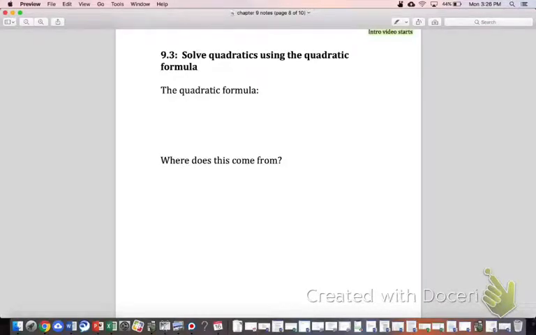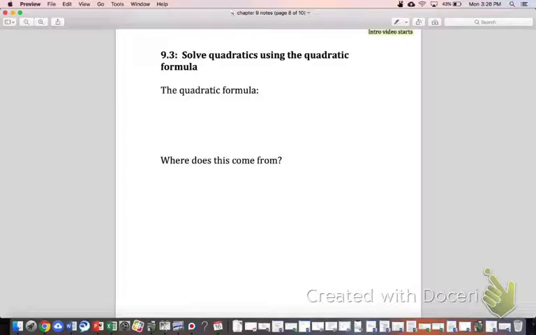All right, this is section 9.3 in Algebra 1. This is the intro video. We're going to be looking at solving quadratics using the quadratic formula. Just as a reminder, in section 9.1, we talked about how to solve quadratics using the square root property. And in section 9.2, we looked at how to solve quadratics using complete the square.